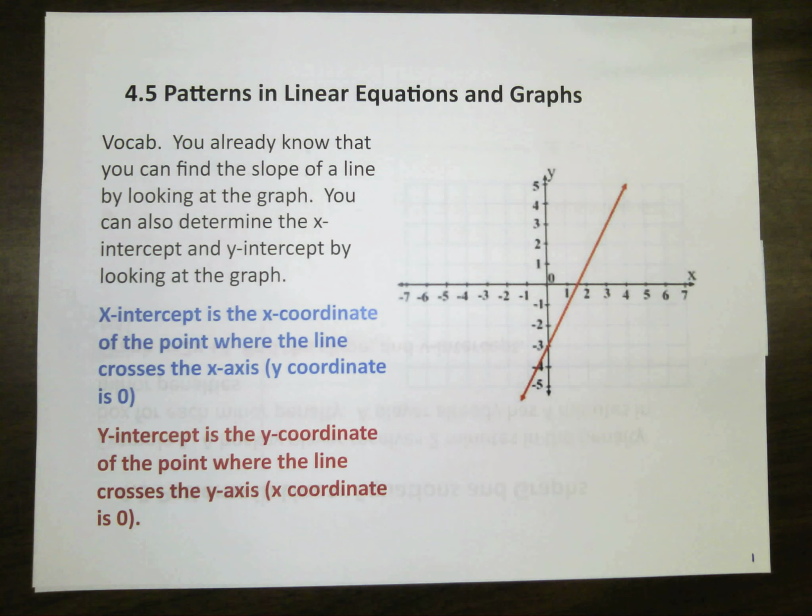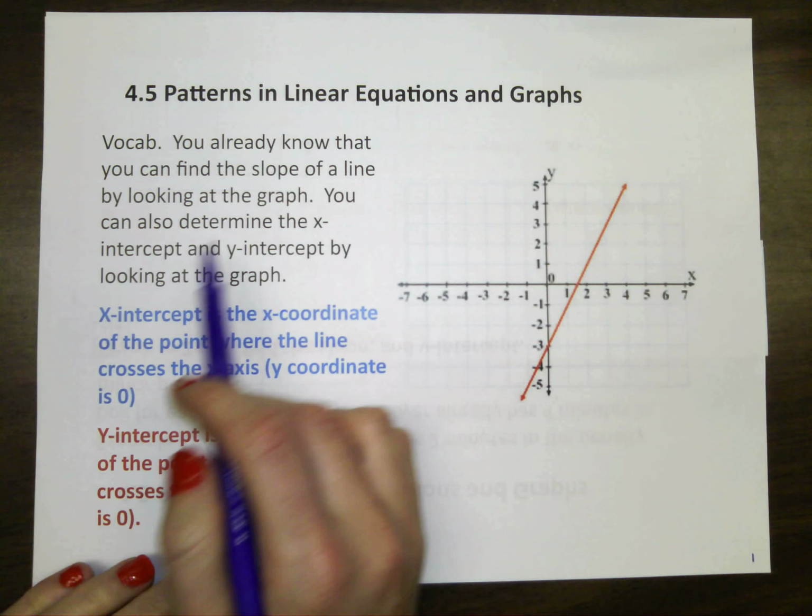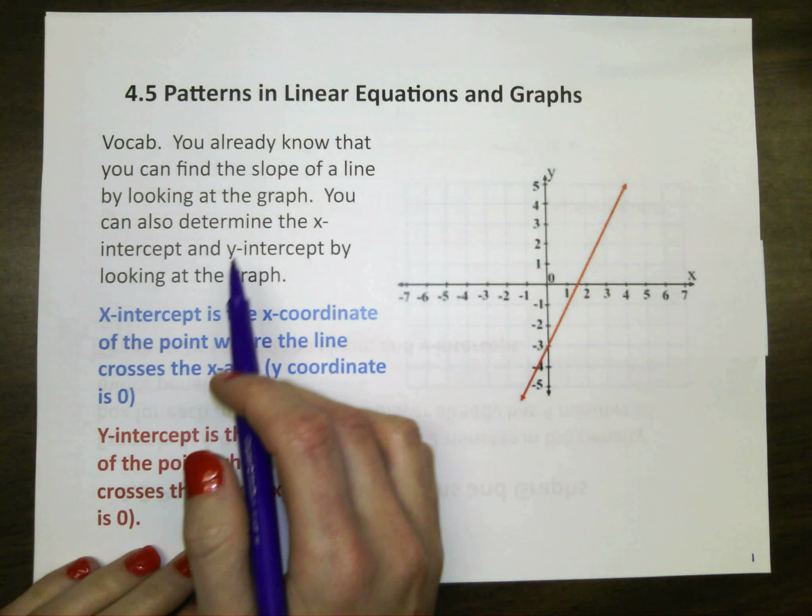This lesson is on 4.5, which is patterns in linear equations and graphs. So you now know how to find the slope of a line by looking at its graph. You can also find the slope of a line by looking at its equation, and that's what we're going to focus on in this case. So we have two new vocab words.